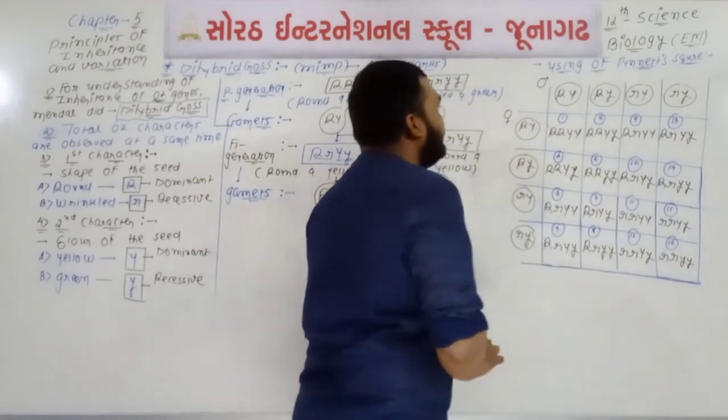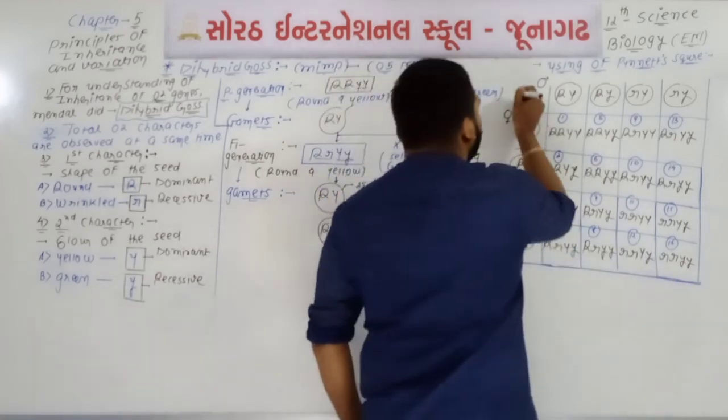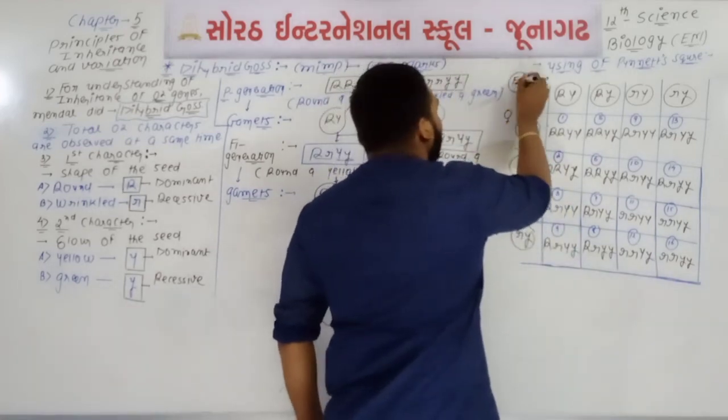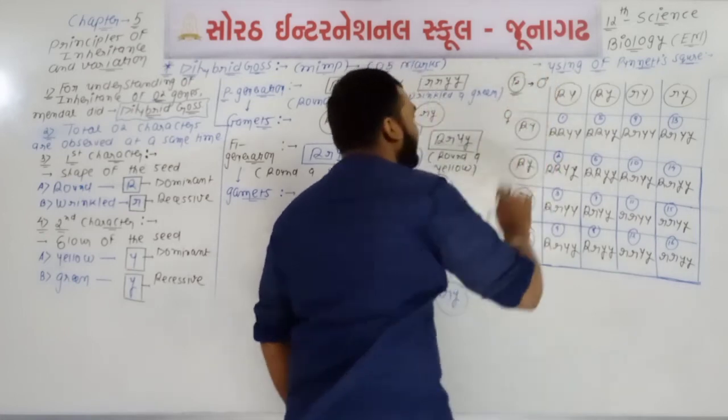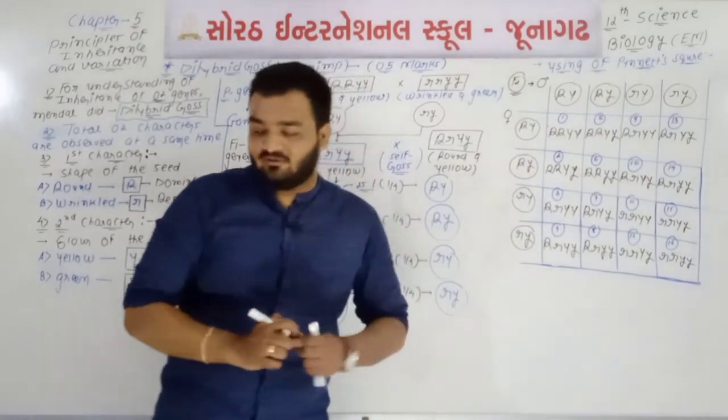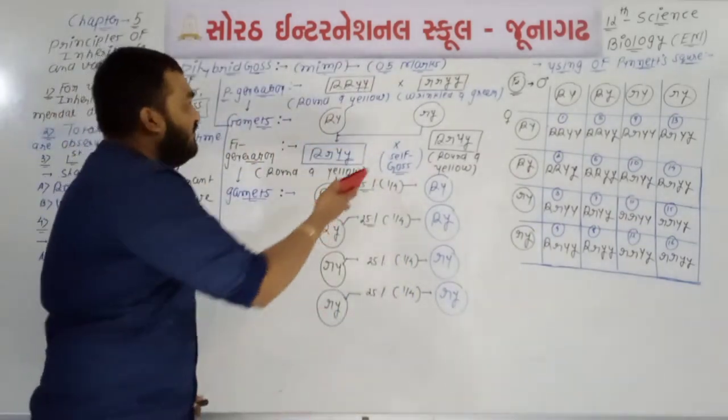Okay, so it's all about the F2 generation. Okay, it is the possible genotypes of the F2 generation. See, we are talking about the genotype. Now I am removing this.